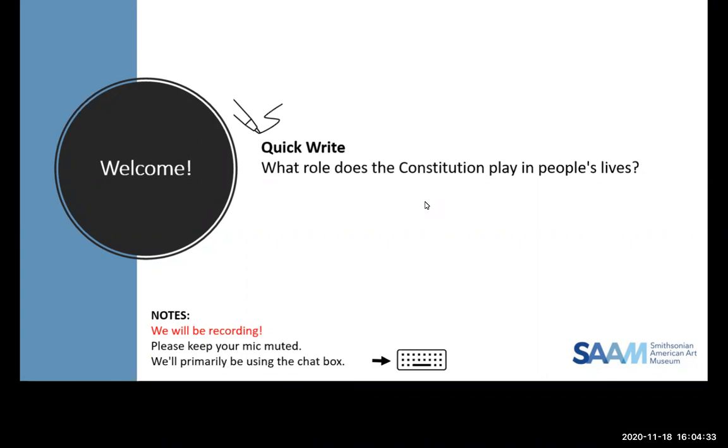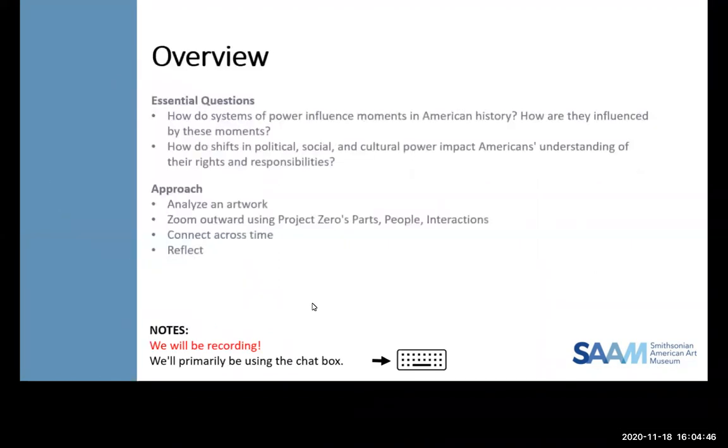We've got a group of teachers together today, and we're going to be exploring the idea of analyzing systems of power through artworks. I've heard over and over again from APUSH history teachers how difficult the continuity and change over time question is. And if your brain just said, I'm not an APUSH history teacher, I don't do the continuity and change over time question, don't worry about it.